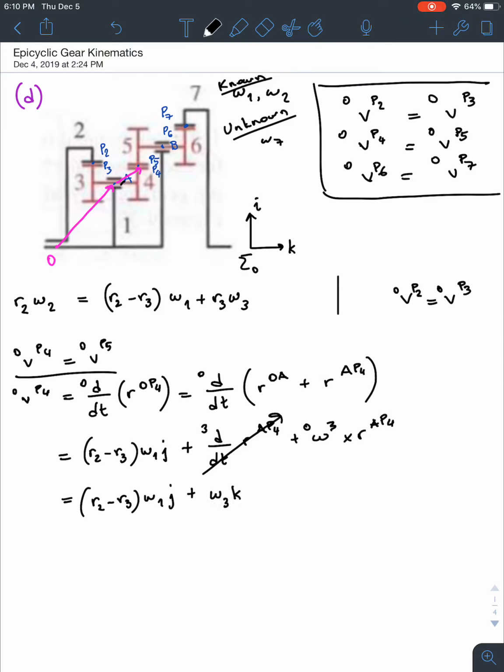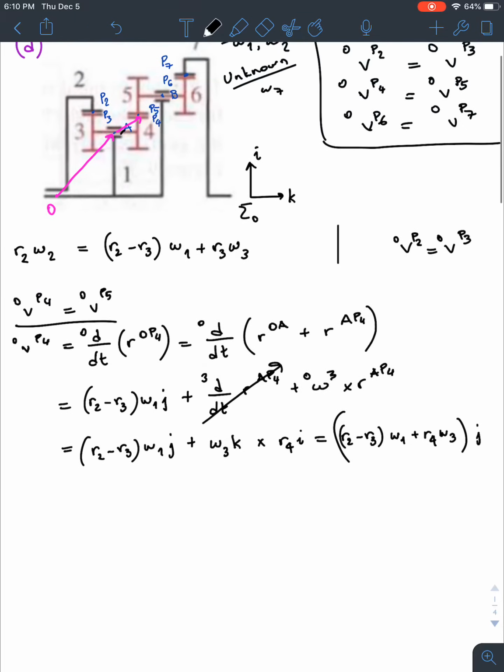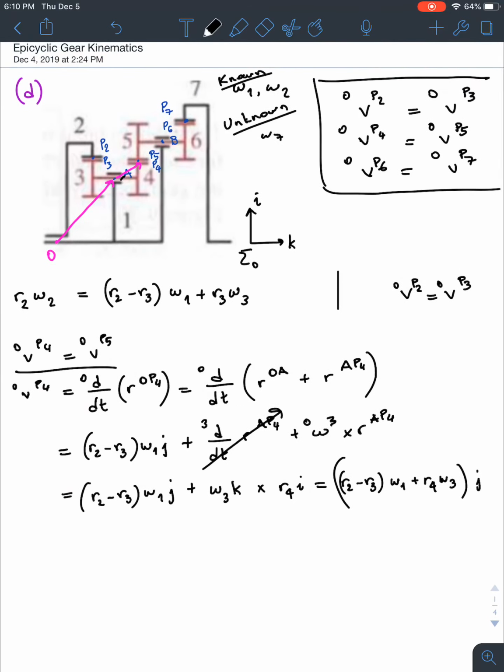Angular velocity of 3 in 0 is omega 3 in the k direction cross R AP4, the position vector from A to P4. The component along this direction didn't matter, and the component along that direction is what? R4 in the i direction, right? R4 i. So finally we get this to be equal to R2 minus R3 times omega 1 plus R4 omega 3 in the j direction. Great. So we computed velocity of P4 in 0 in terms of the angular velocities of the carrier and the third gear, or the third rigid body, I should say, the fourth gear, which is on the third rigid body.